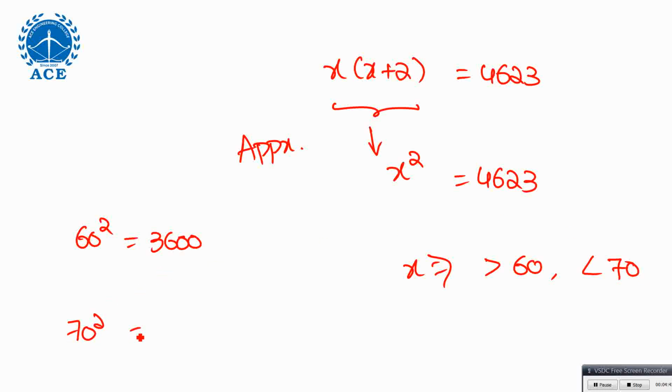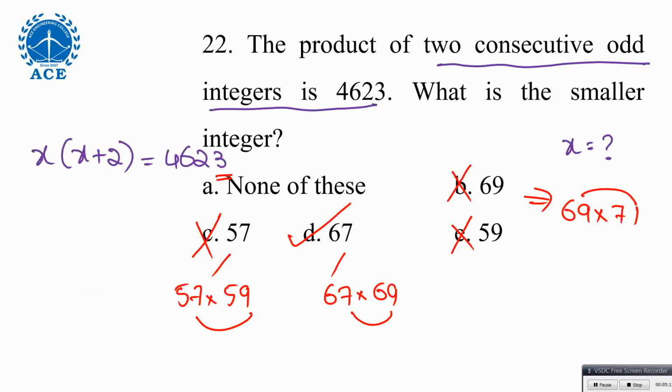And this value, 4623, is close to 70 square, which means x is close to 70. The approximation indicates that the x value is close to 70, because 4623 compared to 3600 is closer to 4900. So from 61 to 69, we need to go close to 70, and we have to see the units place. That's how you can engage the question.